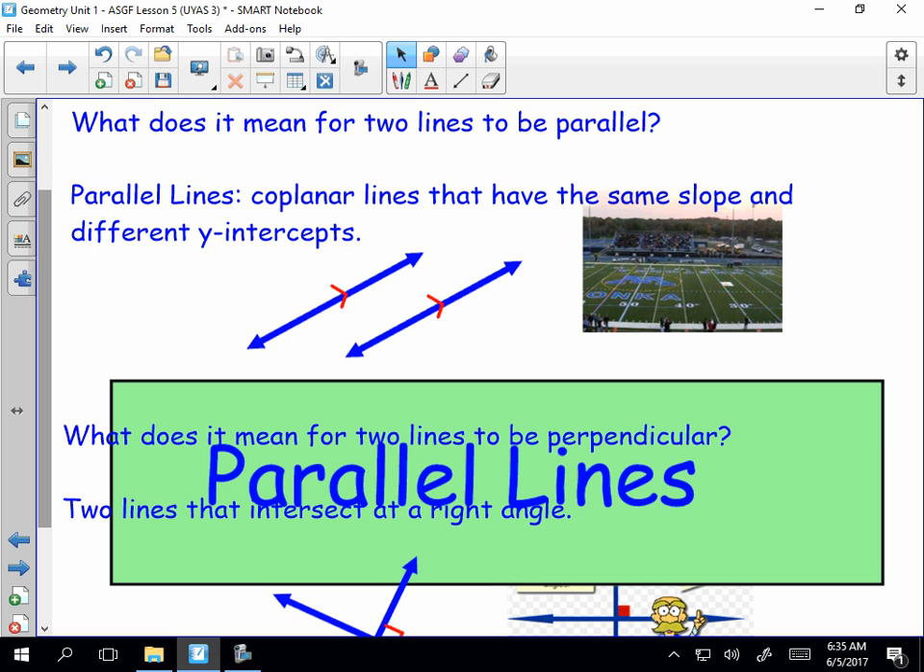that same plane. So when you look at the football field here, all of our yard lines are parallel lines. They lie in the same plane, they have the same slope, they're going in the same direction, but they never cross each other as we go.